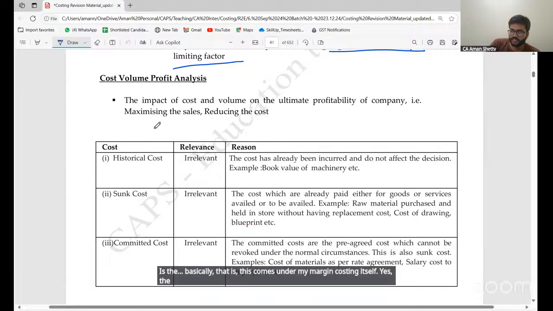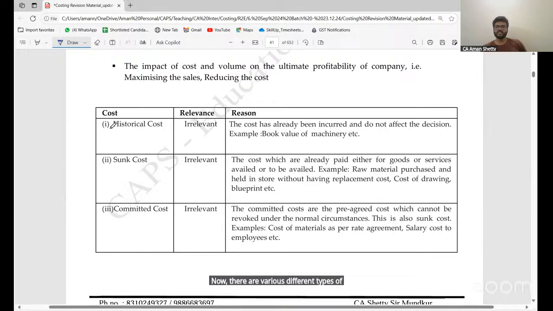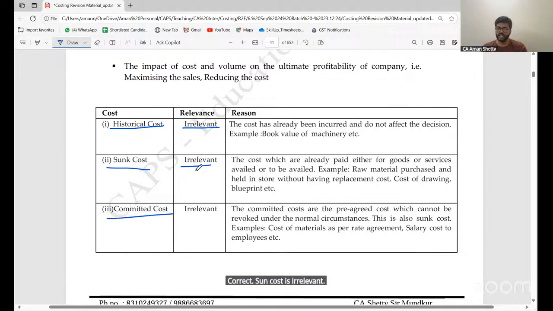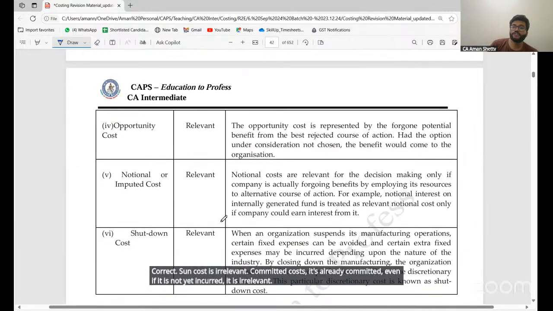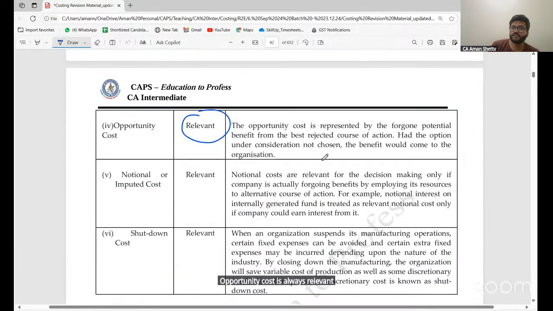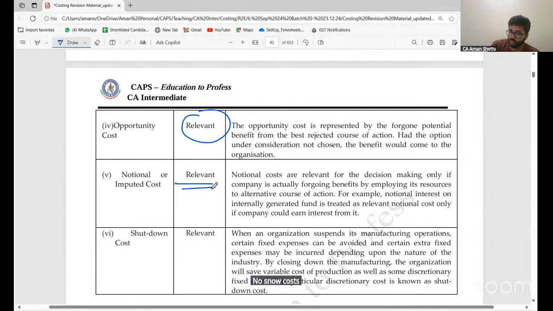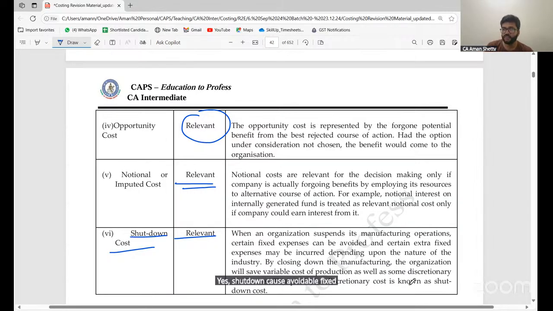Yes, the LHS what I explained. Now, there are various different types of cost and their relevance. Historical cost is irrelevant. Sunk cost is irrelevant. Committed cost, it's already committed, even if it is not yet incurred, is irrelevant. Opportunity cost is always relevant: the benefit foregone by not selecting the next best alternative. Notional or imputed cost is also relevant. Shutdown cost, avoidable fixed cost, is also relevant. The discretionary cost is known as shutdown cost.